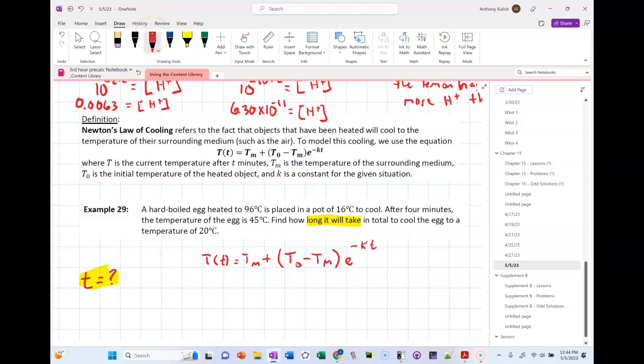Everybody feel okay with that? Since it said how long, it's obviously asking to solve for time. Okay? So now let's go through and start figuring out what some of these other numbers are.